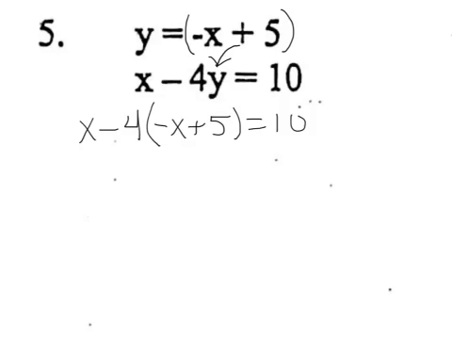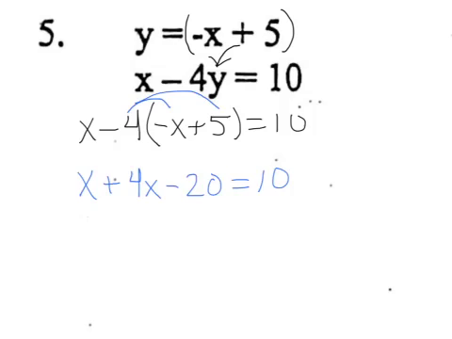Right? Like I said, you're following along. Make sure you did this correctly. Okay. Then I need to distribute. So the x is just going to come down. What's negative 4 times negative x? Negative 4x. Negative times negative is a positive 4x. Then negative 4 times 5 is? Negative 20 equals 10. Now what?